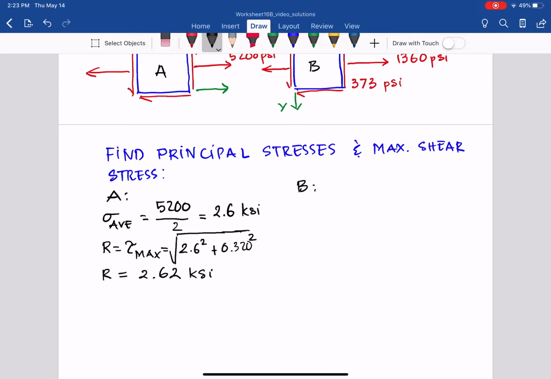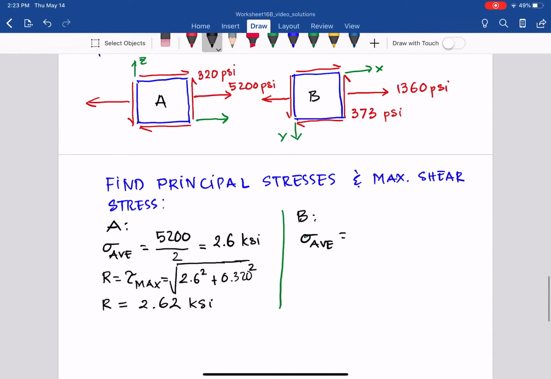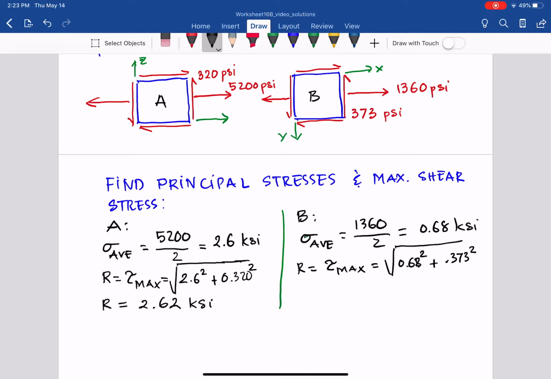And similarly, we can find out on B. We have sigma average, which equals 1,360 divided by 2, that equals 0.68 ksi, and the radius equals tau max, that is the square root of 0.68 squared plus 0.373 squared, and that R equals 0.776 ksi.